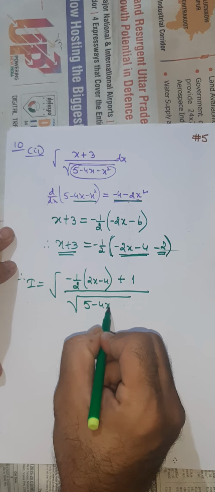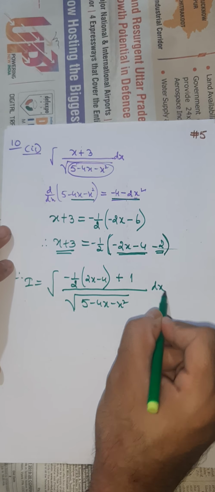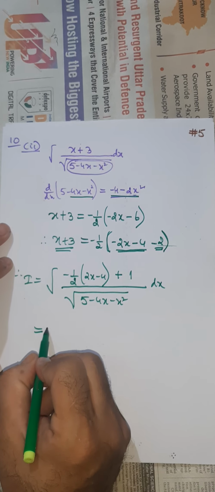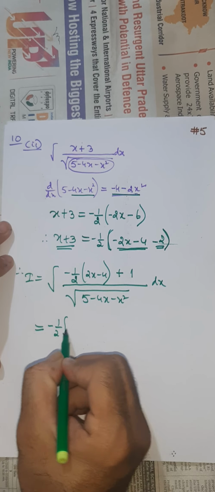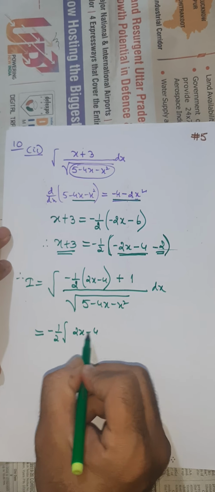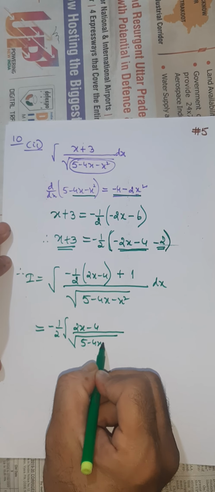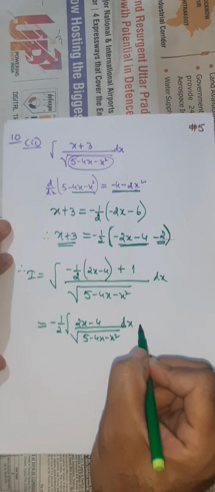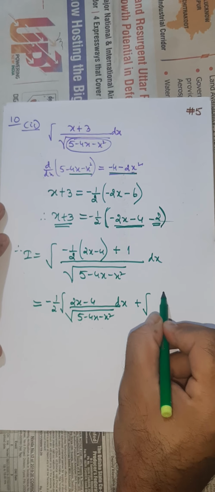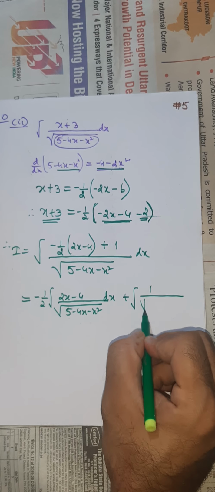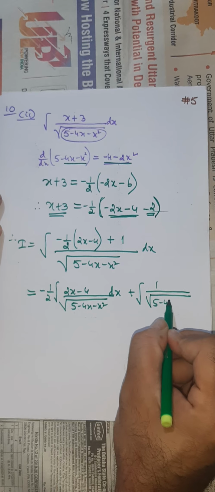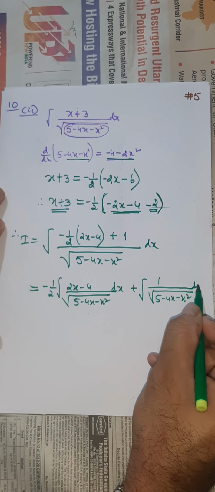5 minus 4x minus x squared. Now do individual division. Minus 1 by 2 will come out, 2x minus 4 upon root of 5 minus 4x minus x squared, plus here 1 upon root of 5 minus 4x minus x squared.